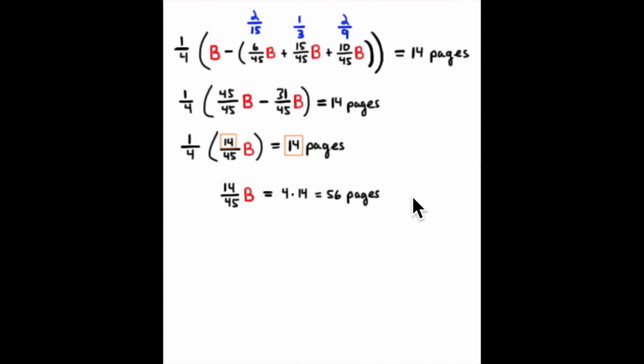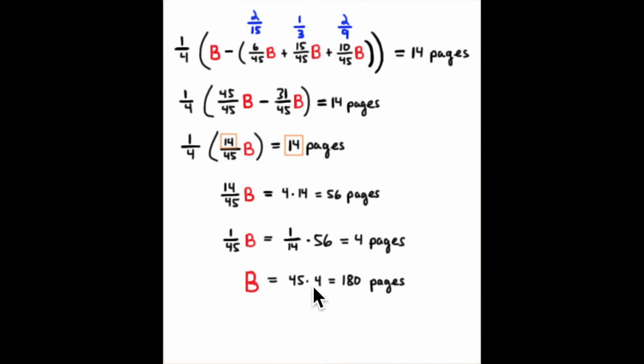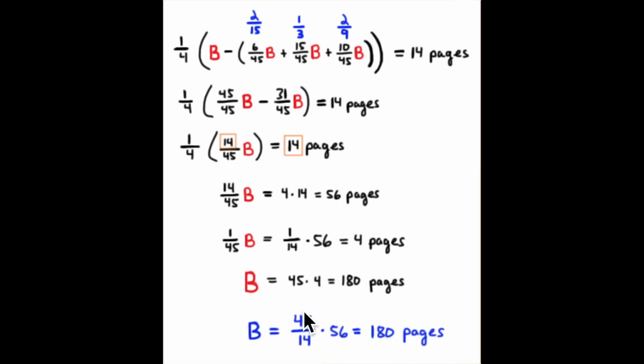And so now if I divide that 56 pages by 14, that's the same as 1/14 of those 56 pages. That tells me that 1/45 of the book is equal to these 4 pages. And so 45 times those 4 pages equals 180 pages for the book. This is pretty tough. What I'm doing is multiplying by the multiplicative inverse, 45/14, of this 14/45. So this goes back to solving the equation by multiplying by the reciprocal.